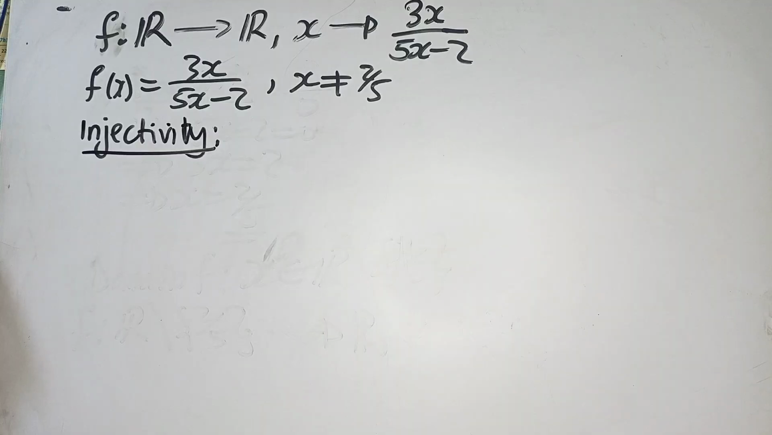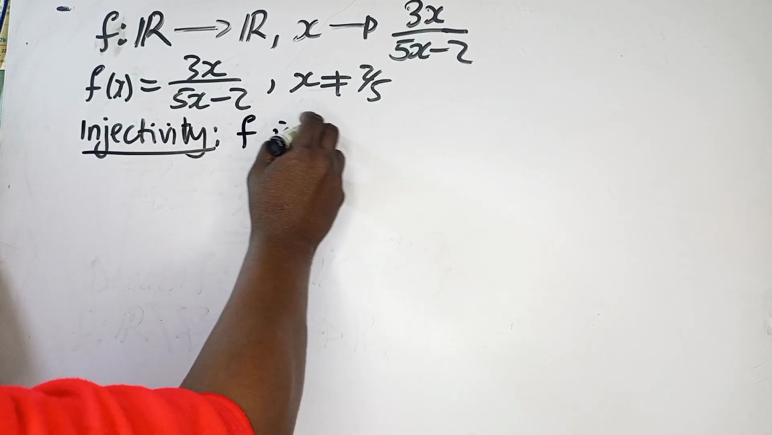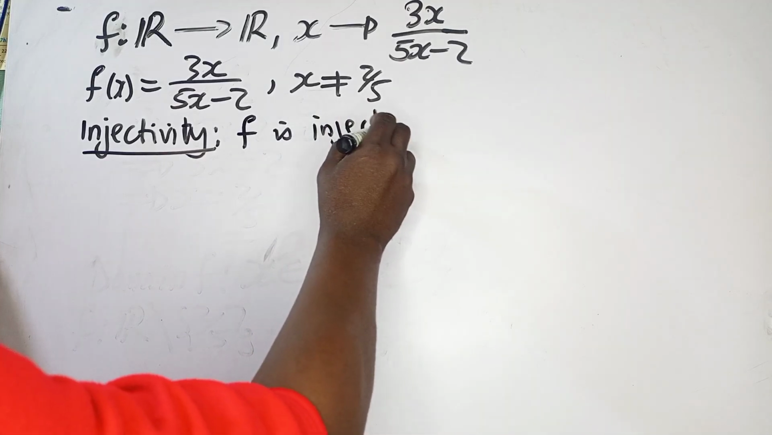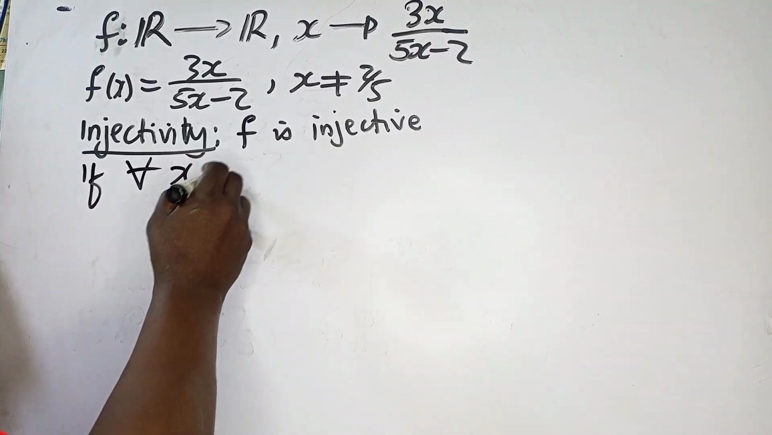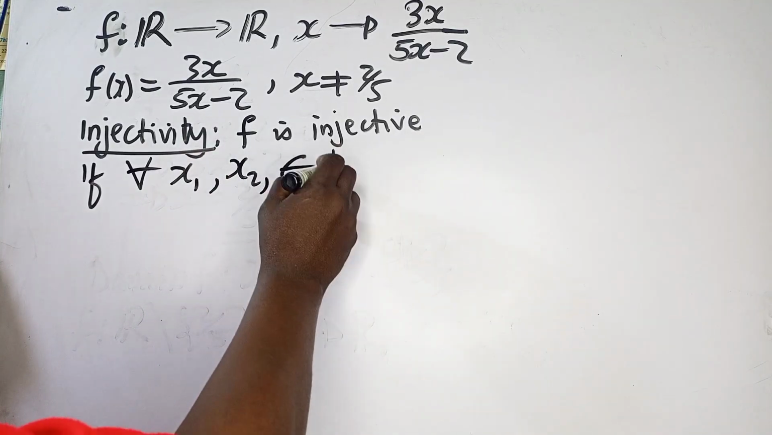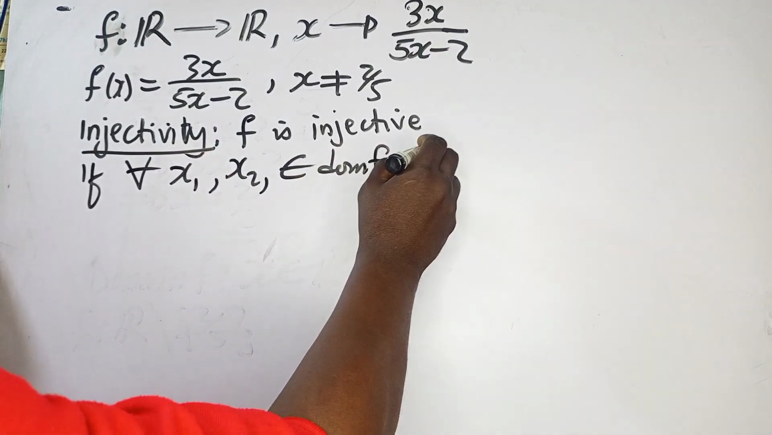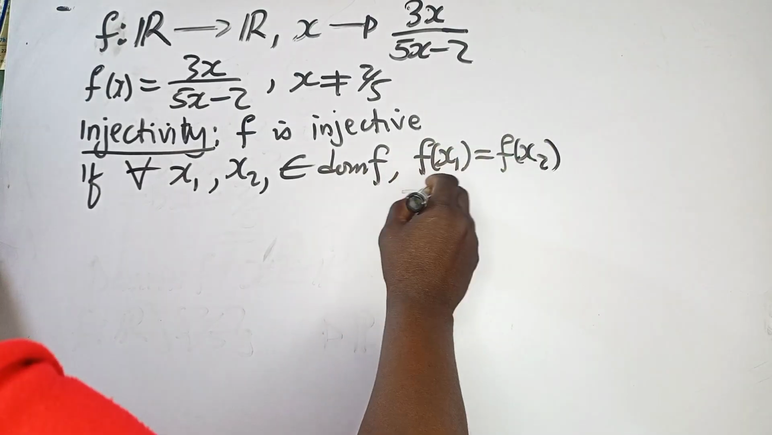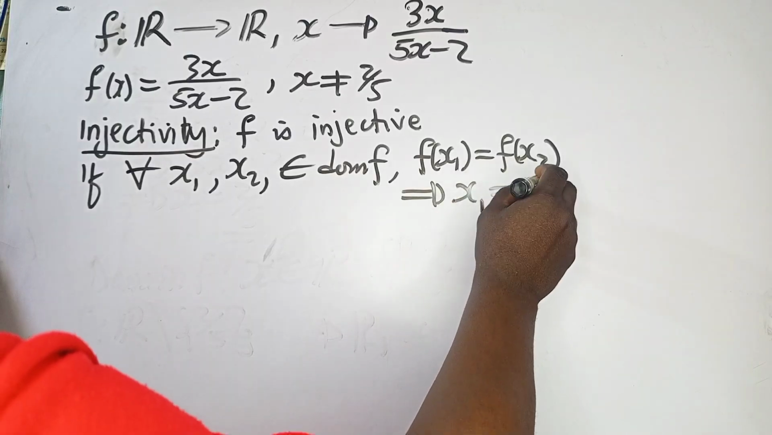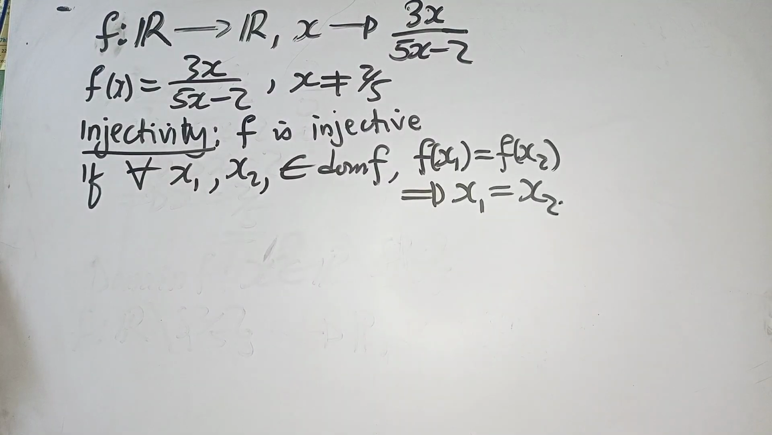Is this function injective? What do we mean when we say injectivity? The function f is injective if for any two values x1, x2 from the domain of our function, if f of x1 equals f of x2, therefore x1 equals x2. That's the condition. If this function satisfies this condition, then we will say the function is injective.